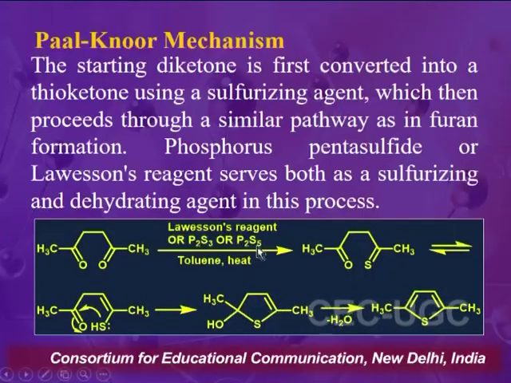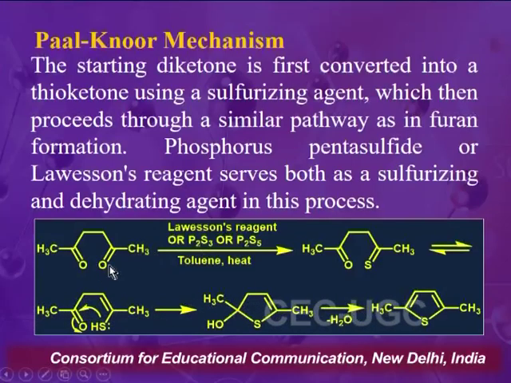Let me discuss the mechanism of this reaction. In this reaction, the starting diketone is first converted into a thioketone molecule using a sulfurizing agent. This sulfurizing agent can be phosphorus trisulfide, phosphorus pentasulfide, or we can use Lawesson's reagent for the sulfurization. And these sulfurizing agents will also do the dehydration in the final step as well.